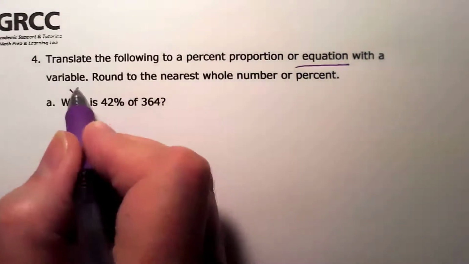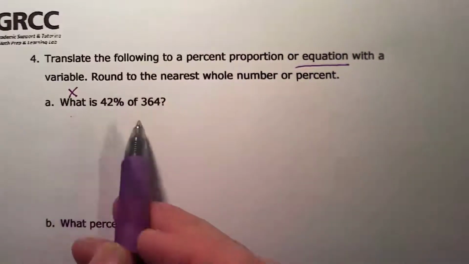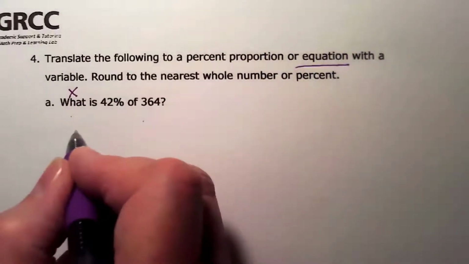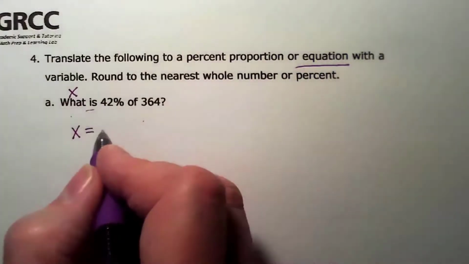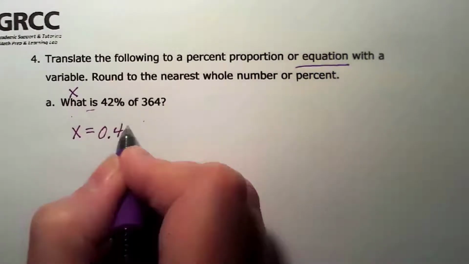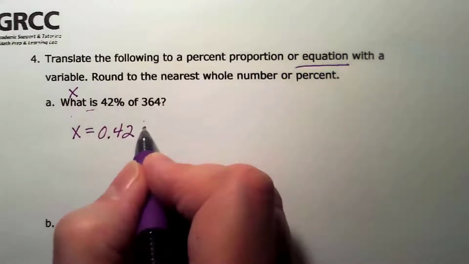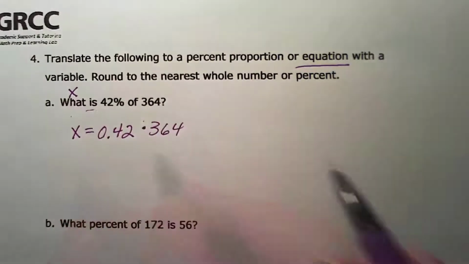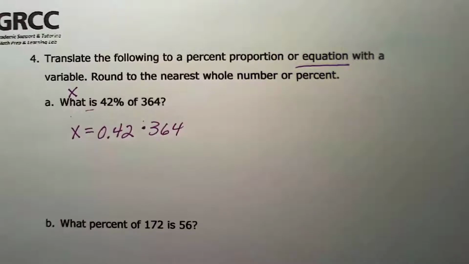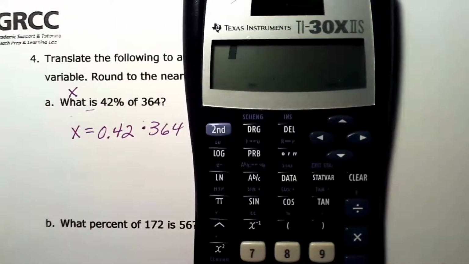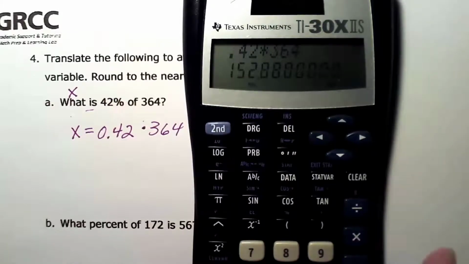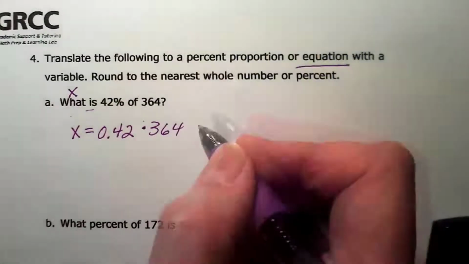I'm going to put an X instead of what, and then I translate this English sentence into a mathematical equation. What is always equals 42%. I'm going to write it as a decimal. And then of is times, and 364. So I just translated it, and then I do the math. So X equals 0.42 times 364. My answer is 152.88.